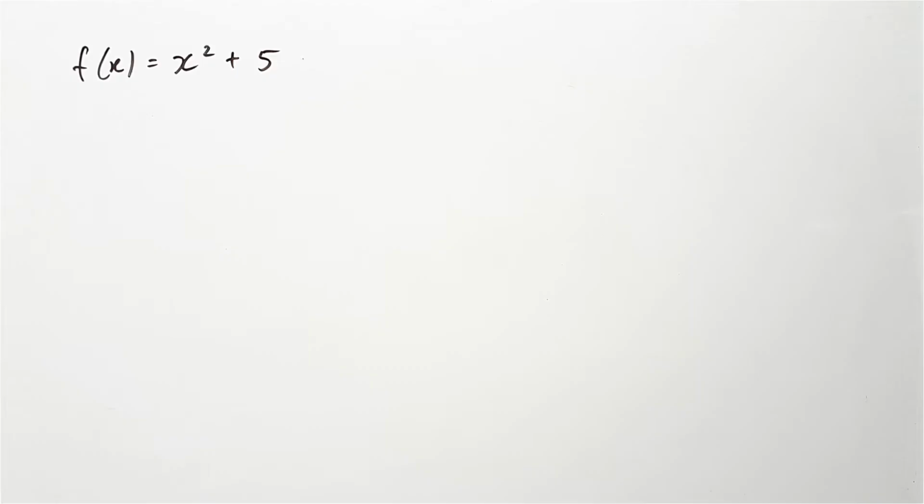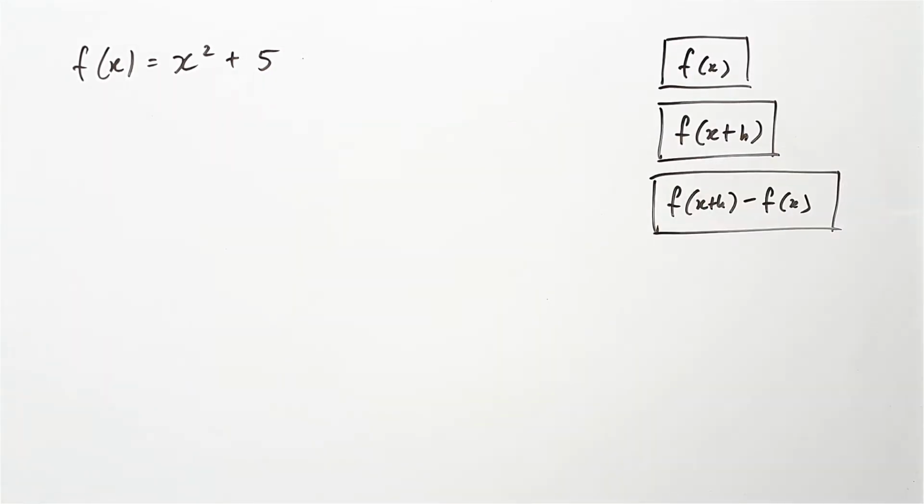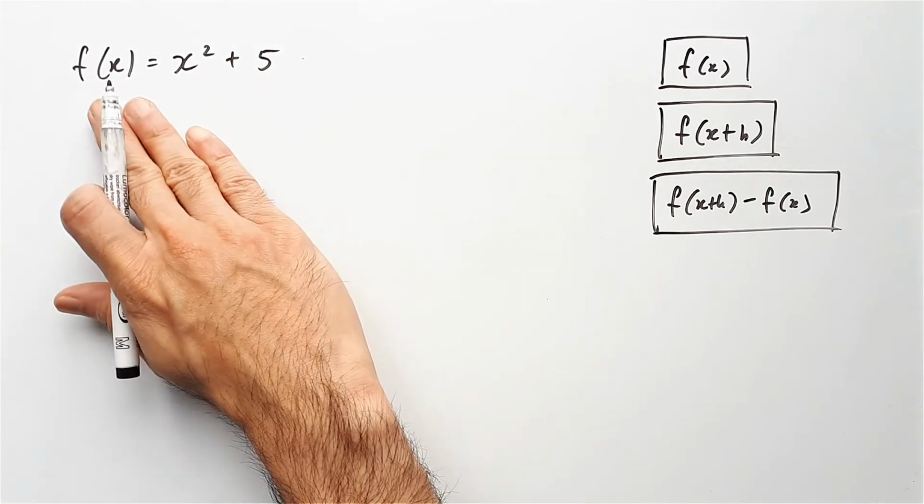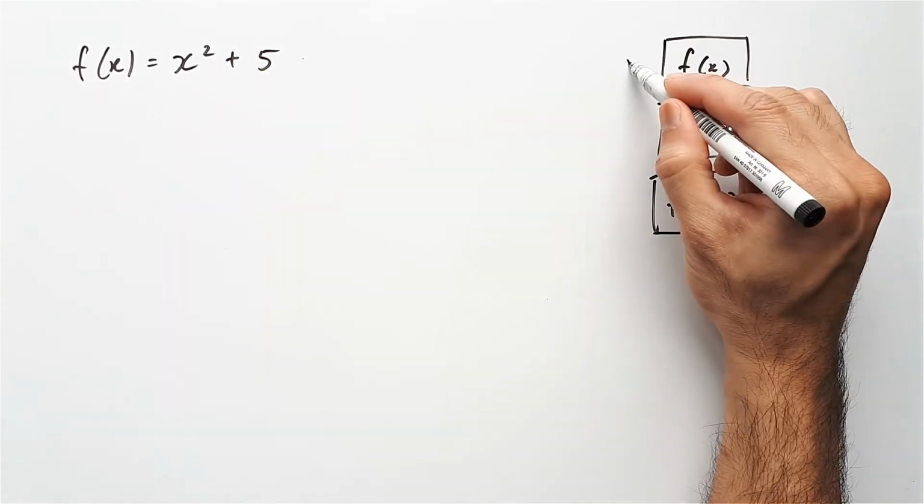Alright, so first up we have x squared plus 5, and if you want to do this without making any mistakes, I would recommend finding these three pieces separately and then putting it all together in the formula. It's much easier this way because you are simplifying it as you go, rather than trying to work on everything at the same time in the formula. So here we've already been given f of x, so we can tick that off.